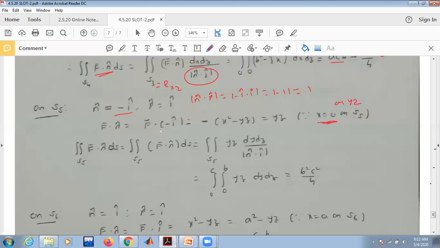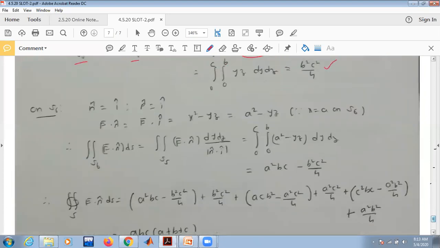Okay. So f bar dot n bar is f bar dot minus i bar. And that is minus outside. F bar dot i bar is the first component of f bar, which is x square minus yz. But x equal to 0 on YZ plane. So when you put x equal to 0, you will get yz. S5 equation is x equal to 0. So you just have to integrate f bar dot n bar, which is yz. This is going to be 1. Y varies from 0 to b, z varies from 0 to c. Simplification is b square c square by 4.